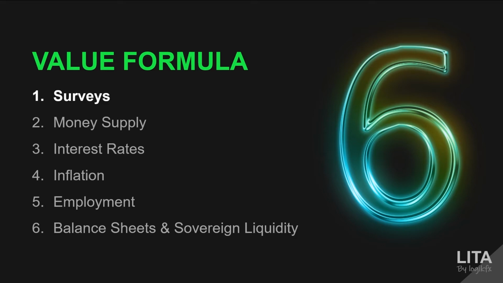So our case study is the US dollar here, and we'll have these 6 things you can see on your screen: leading surveys, the money supply in the economy, interest rates, which is also known as the price of money, inflation, employment, and the balance sheets and sovereign liquidity.